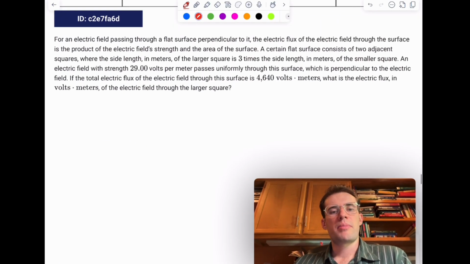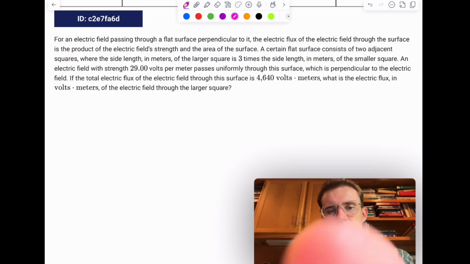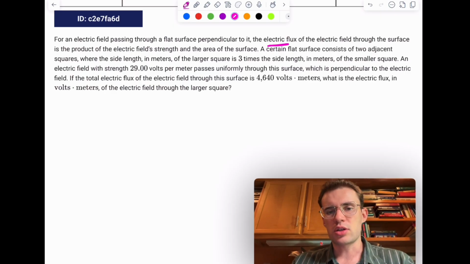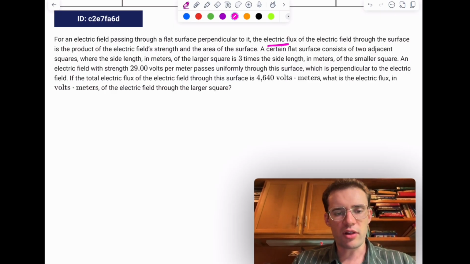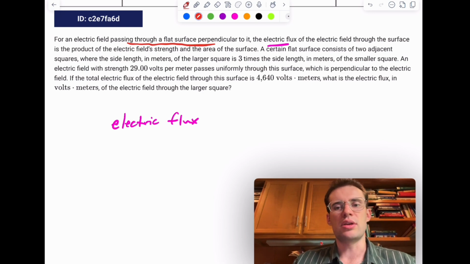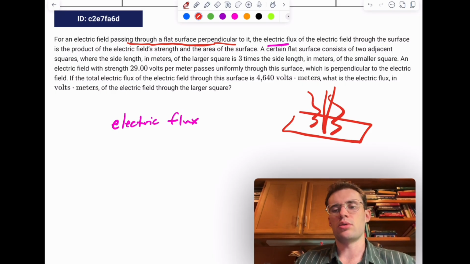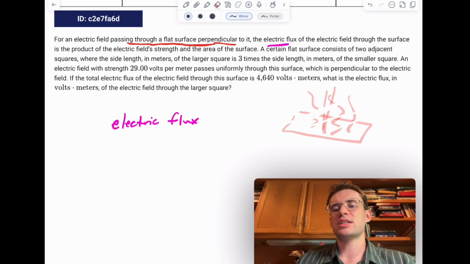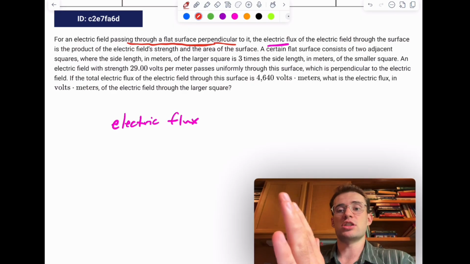For an electric field passing through a flat surface perpendicular to it, the electric flux of the electric field through the surface is, electric flux is going to be equal to, is what they're saying, I think. And this previous stuff is just the conditions that you need for this equation to work. So it has to be an electric field passing through a flat surface that's perpendicular to the field. So it's some surface like that, and for it to pass through it, like that. So that doesn't actually matter. It just means that needs to be true for this equation to be true.